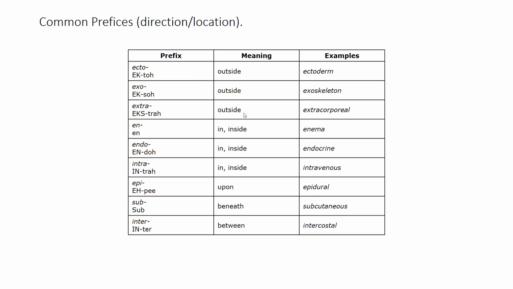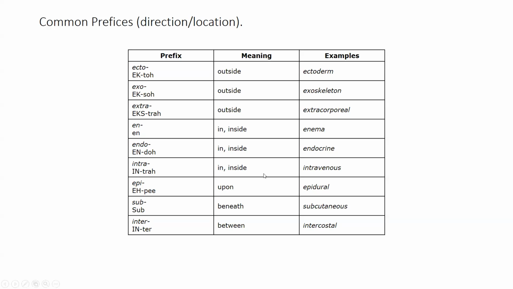Extra also means outside, so extracorporeal means outside the body. You will see that referred to in several terms later on in the semester. En means in or inside, so enema means inside. Endo means in or inside. Endocrine means to secrete into or inside the body as opposed to excreting outside the body.